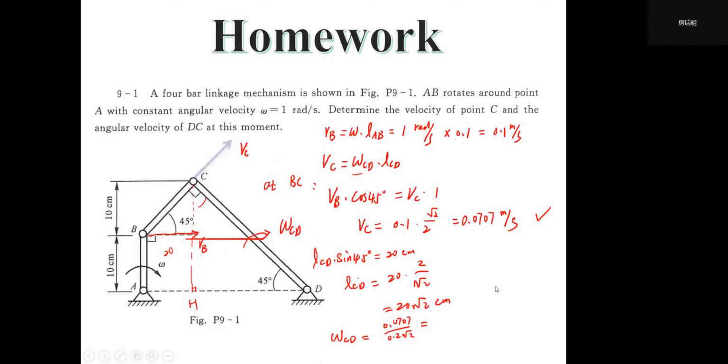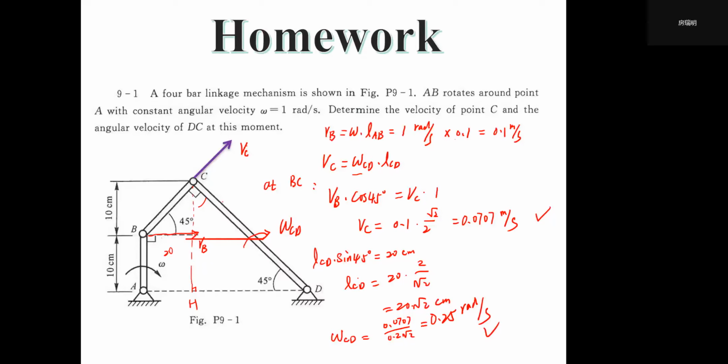So here should be, no, 0.25 radians per second. So actually these two results, if you have these two results, then your answer is correct, right? I think that's all for this problem.